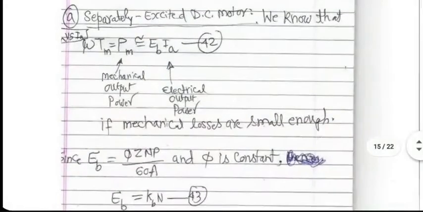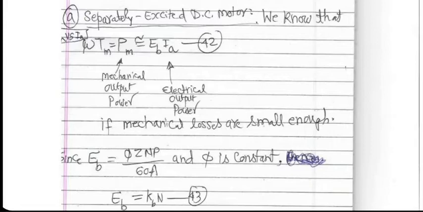And again, we know EB equals phi Z N P divided by 60A. And for a separately excited motor, phi is constant because IF will not change unless you play with VF, which you generally will not. And by the way, Z is a constant, P is a constant, A is a constant, and let's say phi is also constant for this particular case. Then EB is simply some constant of proportionality KB multiplied by N.